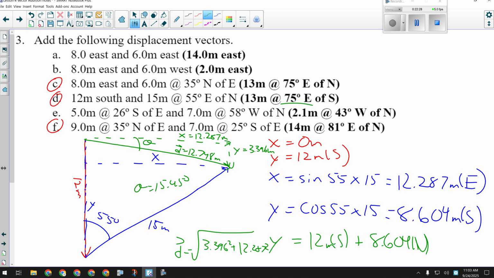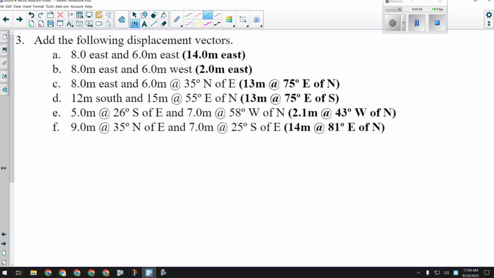All right, how many people are done F? Okay, let's look at F as well then. Okay, so on F we've got 9 meters, 35 degrees north of east. All right, so we'll go east, and we'll go 35 degrees north of that. Okay. 9.0 meters. There's X, there's Y. Okay, and then we're going to go 7 meters, 25 degrees south of east.